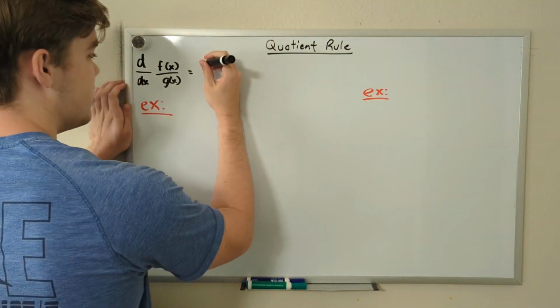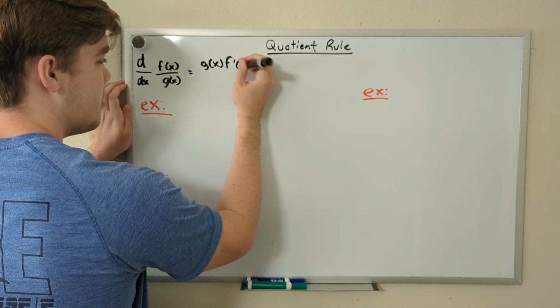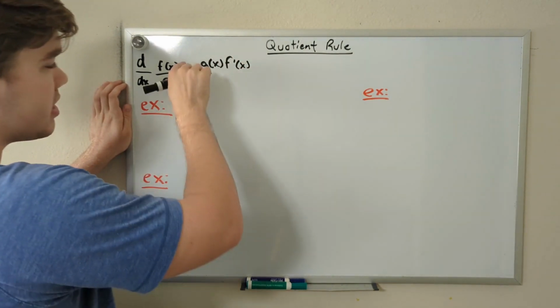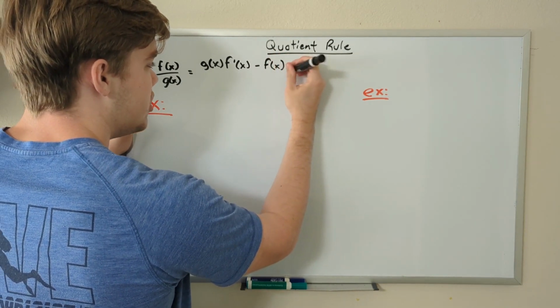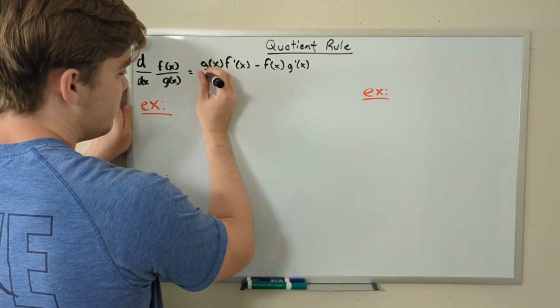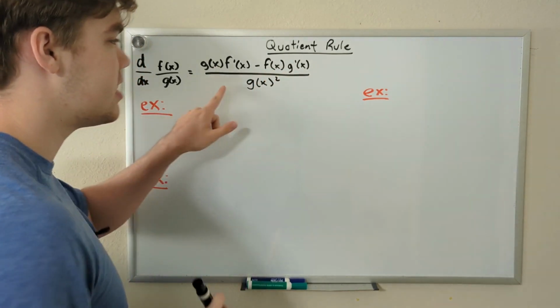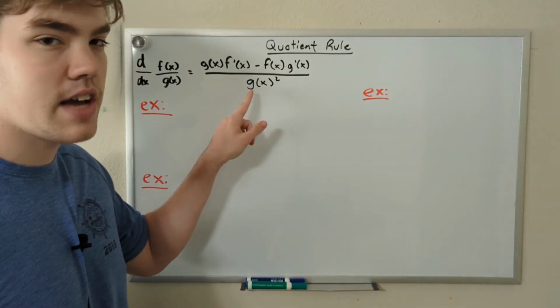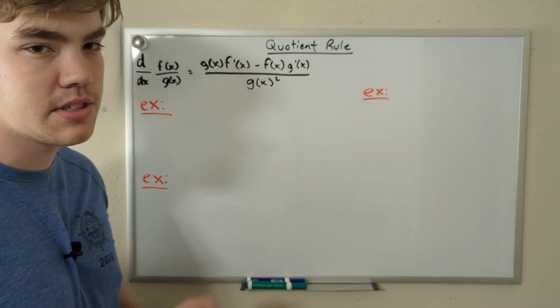The quotient rule is g of x times f prime of x, which remember is just the derivative of our f function, aka our numerator, minus f of x times g prime of x, divided by g of x squared. This is the quotient rule, and we can use this to solve any derivative where we have one function being divided by another. And we'll do 3 examples in today's video.